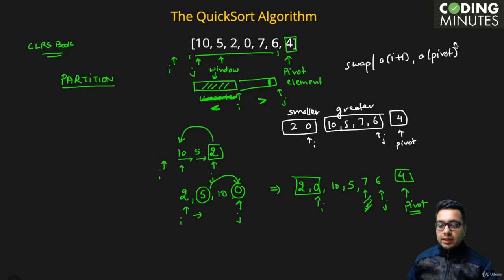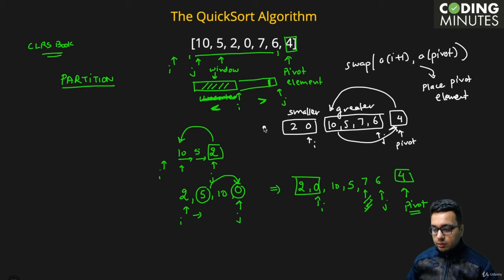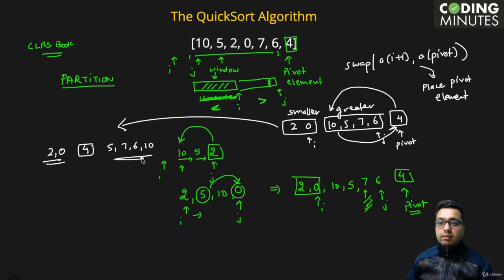This will place the pivot element in its correct position. So 4 will come here and 10 will go here. Let me just draw this array now. It will become 2 0 4, and we will have 5 7 6 and 10. So this is how the array will look after the first partition function call.